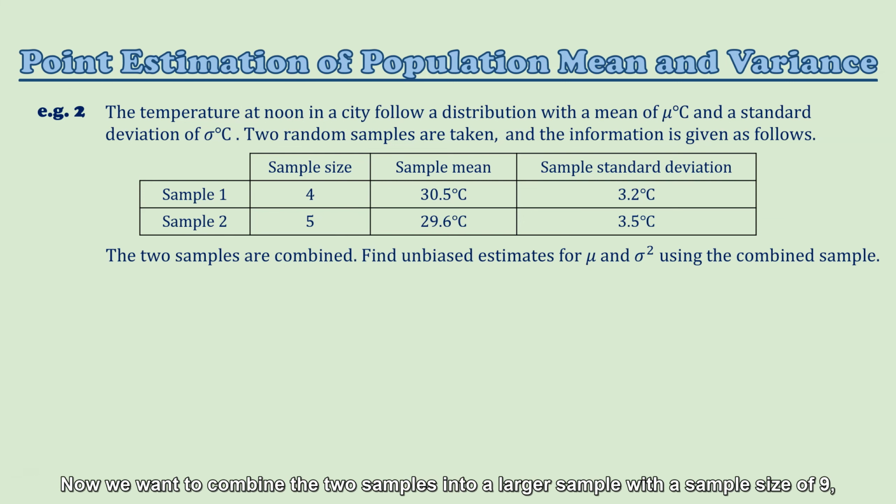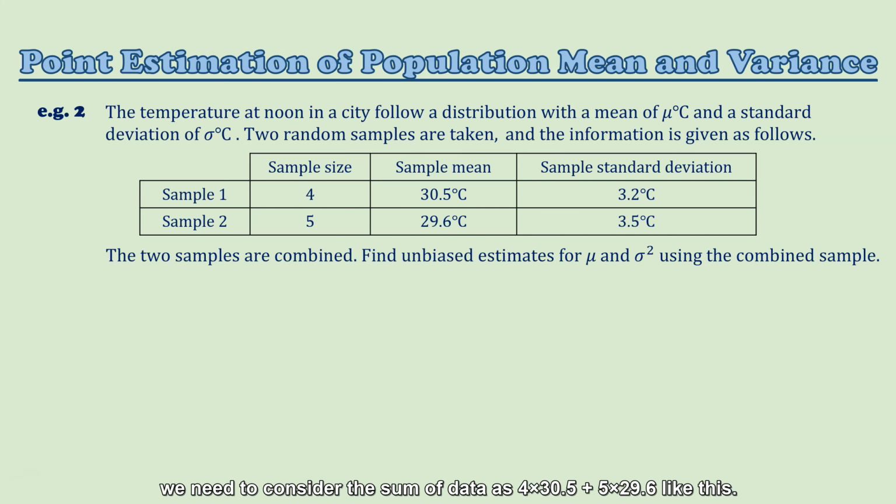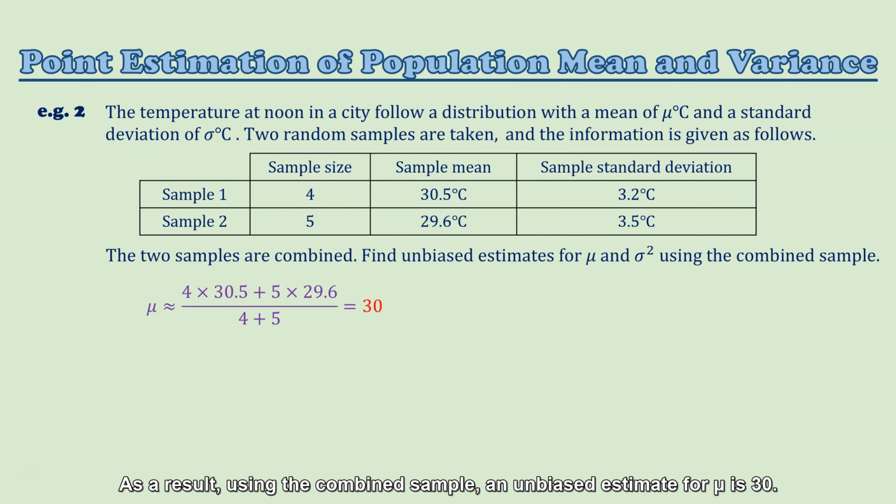Now we want to combine the 2 samples into a larger sample with a sample size of 9. And then we need to use this combined sample to estimate mu and sigma squared. From the table, we only know the sample mean and the sample standard deviation of each sample, but we do not know the value of each datum precisely. So to find the sample mean of the combined sample, we need to consider the sum of data as 4 times 30.5 plus 5 times 29.6 like this. As a result, using the combined sample, an unbiased estimate for mu is 30.